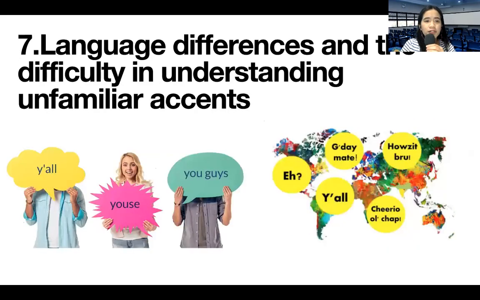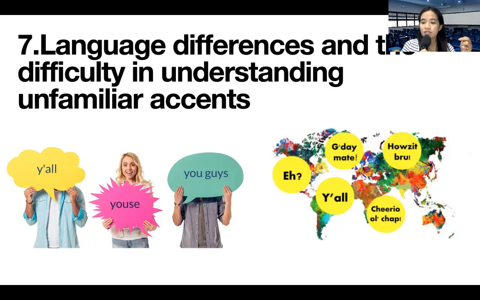Next, number 7, language differences and the difficulty in understanding unfamiliar accents. So for example, you talk to a foreigner, let's say a British one, okay? So he or she uses unfamiliar accents like y'all, you guys, good day, mate, and all of those, all right? And you as a person, you have just encountered those words. You find those words unfamiliar to you. So there would be a misunderstanding that will happen because you don't get what he or she is trying to say, right?